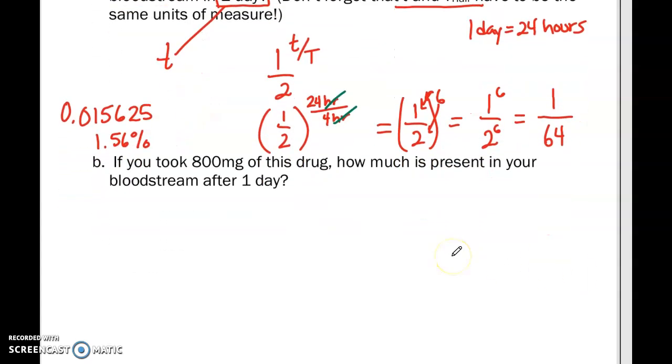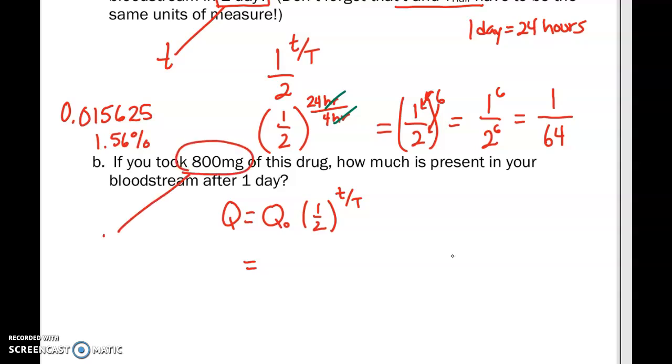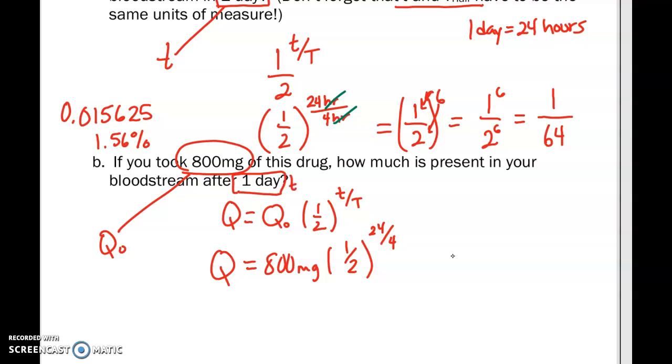And then it says, if you took 800 milligrams of this drug, how much is present in your bloodstream after the day? So again, it's this formula. And this time I know the amount I started with. This is Q sub 0. And I want to find Q. So I'm going to put in 800 milligrams. And then I'm going to put in the 24 divided by 4. The 24 is the 1 day. So this is my lowercase t. And in the problem up above, it told me the half-life was 4. So now let's put this in the calculator and see what we get.